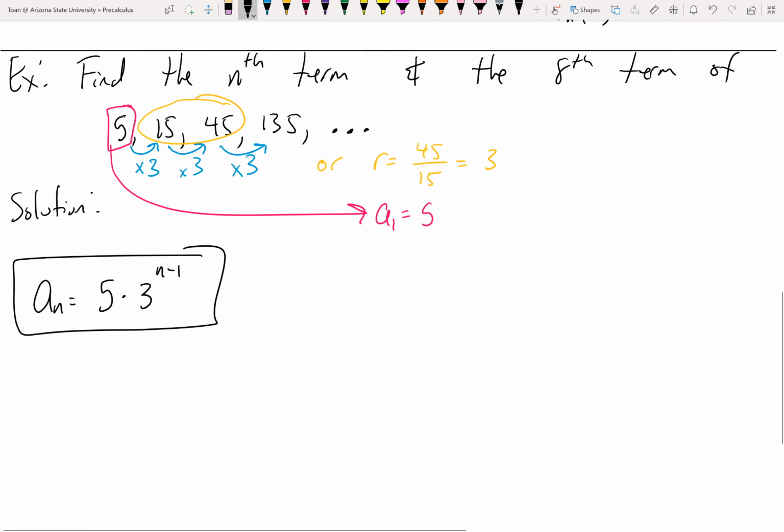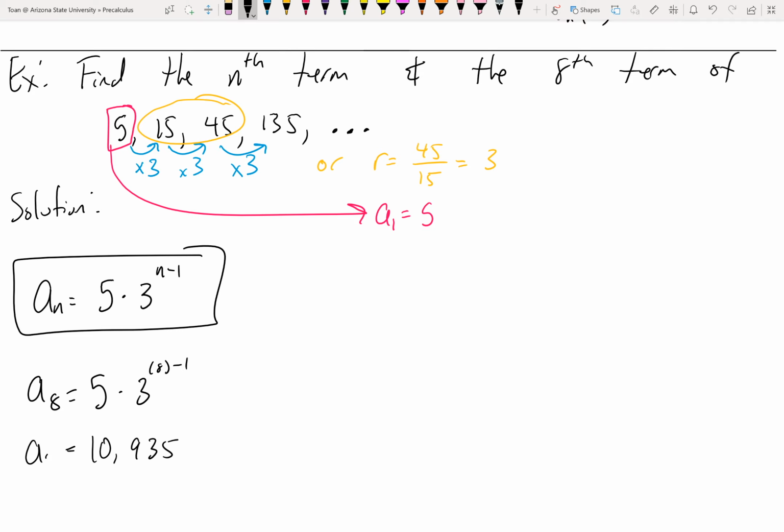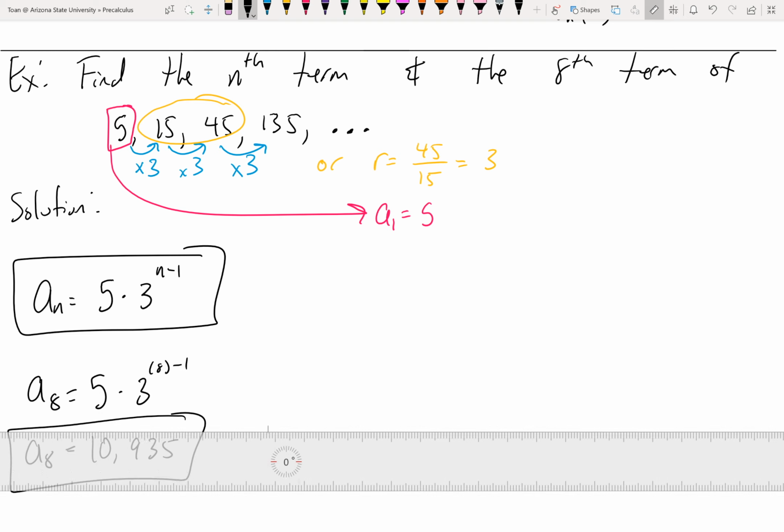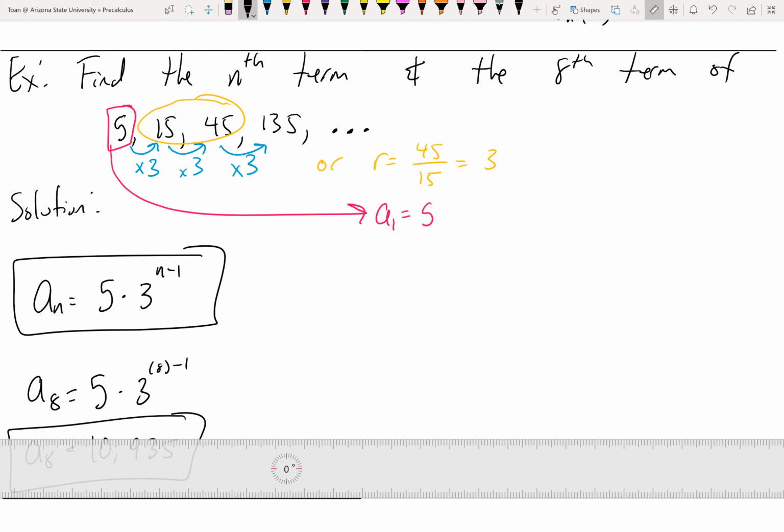And then to find the 8th term, just plug in 8 for n. It's 3 to the 8 minus 1. And that's going to be a pretty big number. So you'll go ahead and pop out your calculator, do 3 to the 7th power, that answer times 5, and you're going to get 10,935. So there is your 8th term. Easy peasy. Right, so that's sort of the idea.